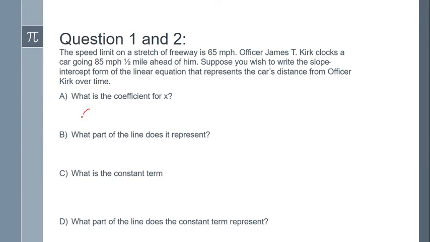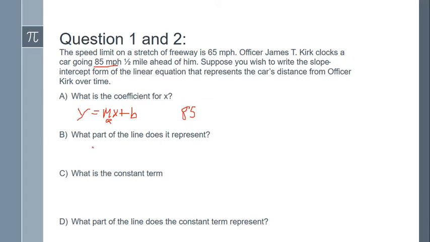What they're talking about is the coefficient for x when we're writing a linear equation in y equals mx plus b form, known as slope-intercept form, that you learned about in the previous unit. The m here is the coefficient of x, and remember that m represents the slope. In this particular problem, the slope that we just discussed in the last slide is equal to the speed of an object. In this case, the car is going 85 miles per hour, so the coefficient for x, or the slope of this line, is going to be 85.